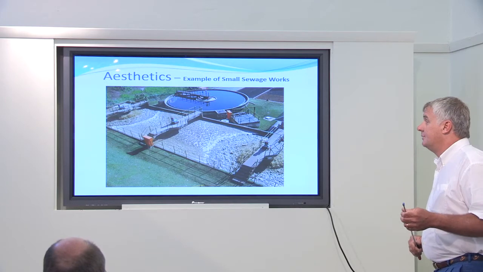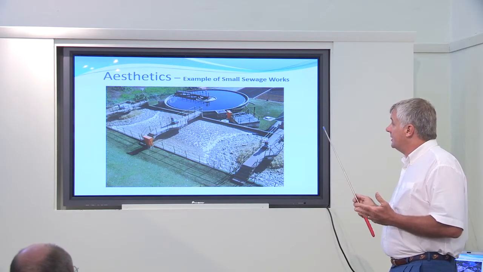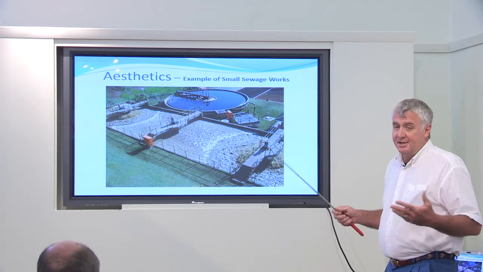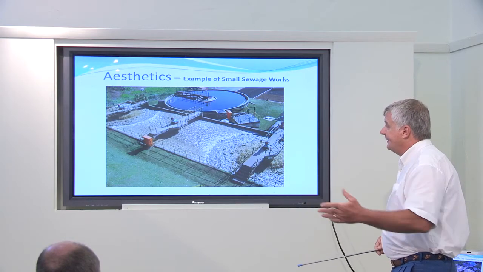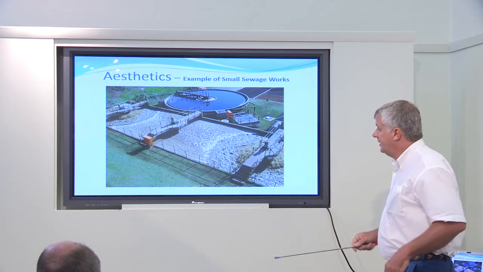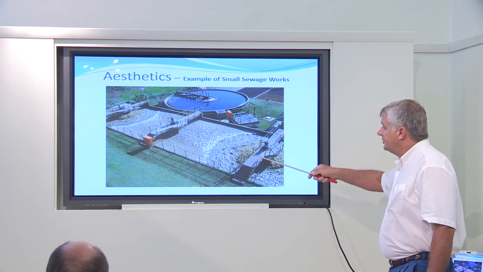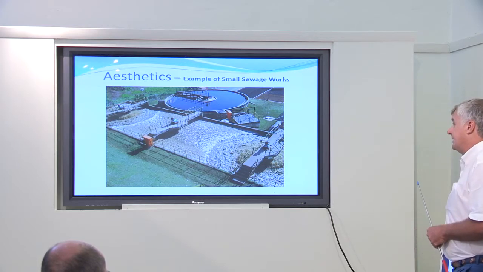The second part that we had to look at was aesthetics. This is an example of a small sewage works. It's a different technology from the one that we're using, but it gives you the idea. You've probably seen these as you fly into Manhattan and to other cities. You see them surrounding the areas. It's the same kind of idea. It removes the solids and it treats the water, but it's ugly, right? So we didn't want to see anything like that.